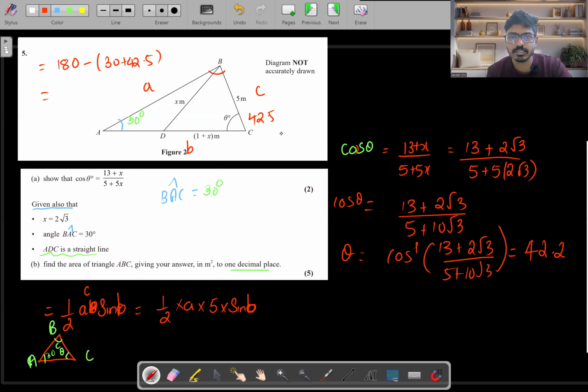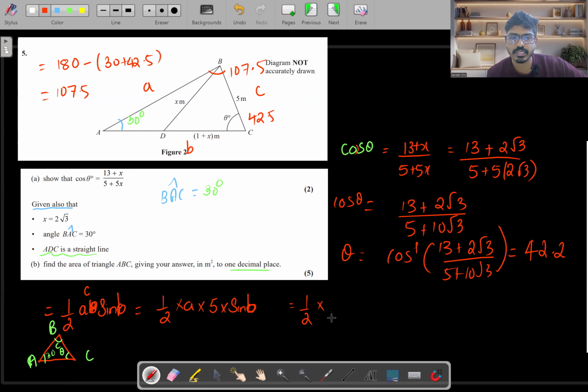I'm using the calculator behind the screen, maybe you cannot see that. So 180 minus 30 plus 42.5, which we will get as 107.5. So if you subtract this, we'll get 107.5. So we got our angle, and then we don't know the side.